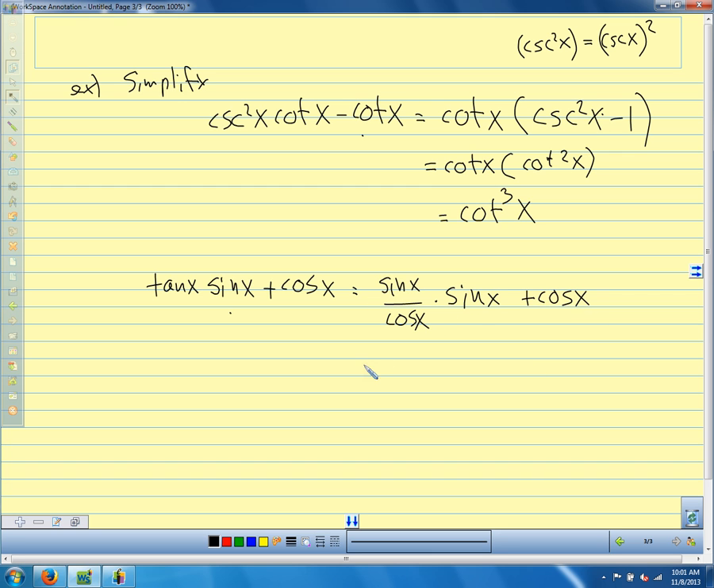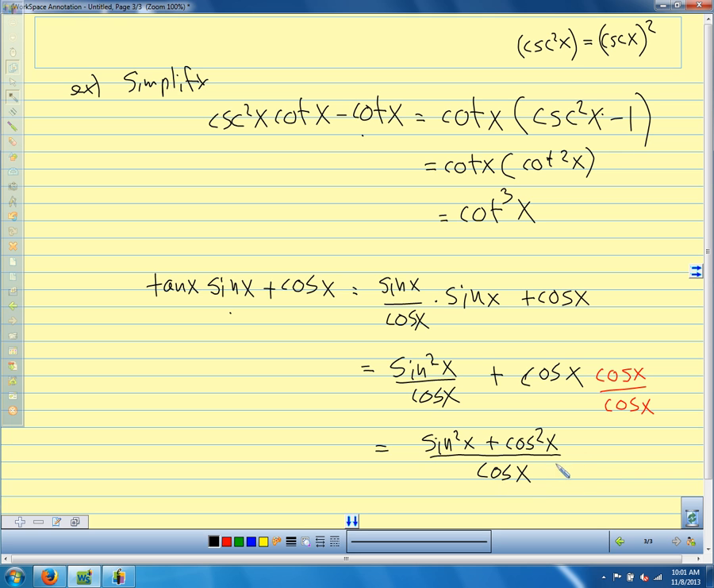When I multiply these two, I get sine squared x over cosine x plus cosine x. Now I want to add these two. What do I need to do to add these two things? We need a common denominator. Our common denominator is going to be cosine x. So I'm going to multiply this term by cosine x over cosine x to get my common denominator. I'm getting happy already because this gives me sine squared x plus cosine squared x over our common denominator of cosine x.